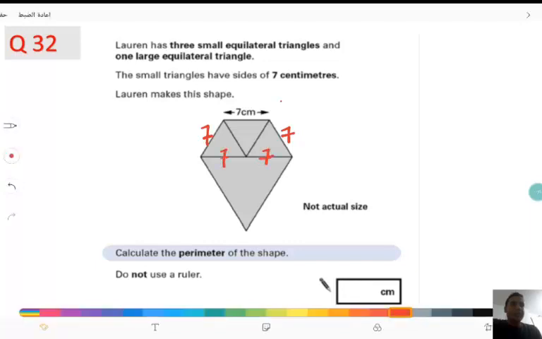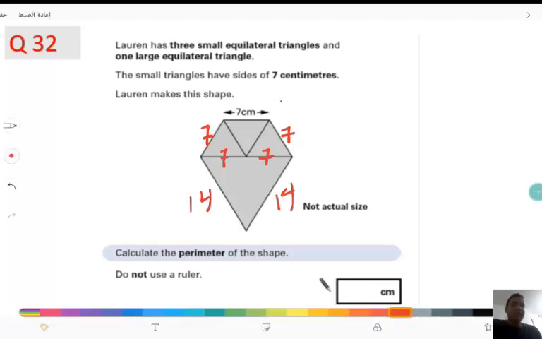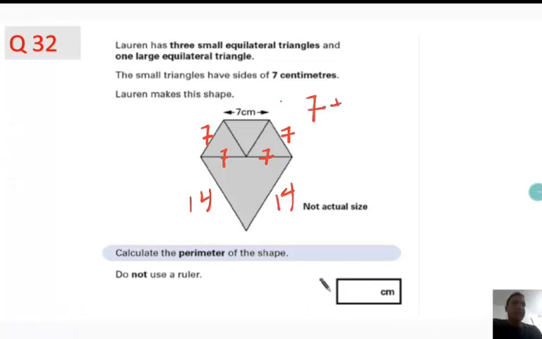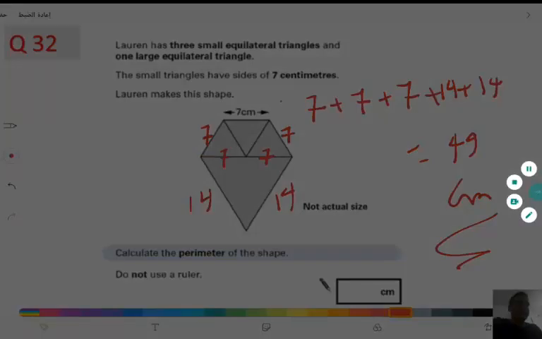That means 7 plus 7 is 14. This is the side of the big triangle. 14 here and 14 here as well. So that means the outside line is 7 plus 7 plus 7 plus 14 plus 14, which is 49 centimeters. That's it.